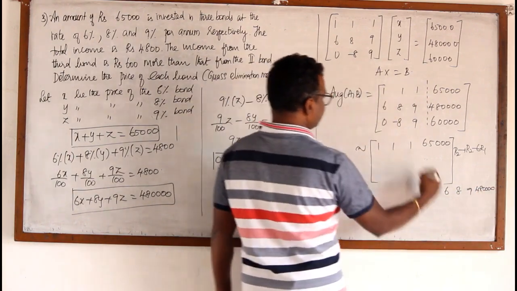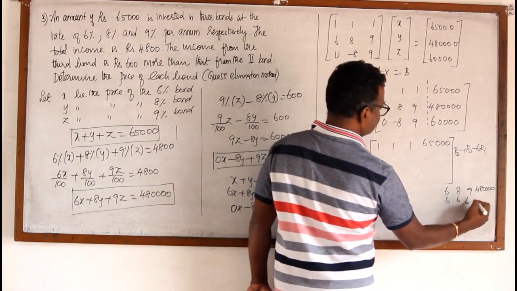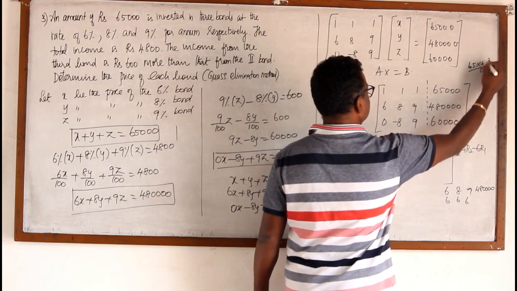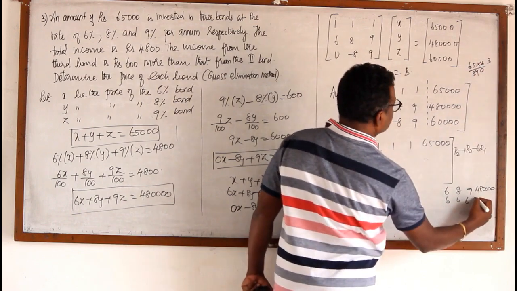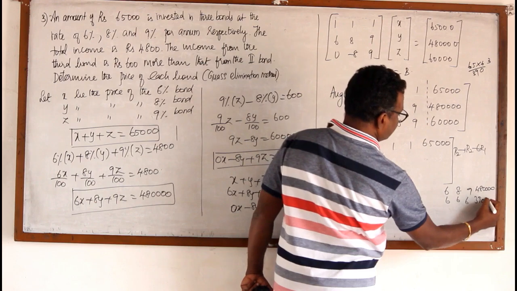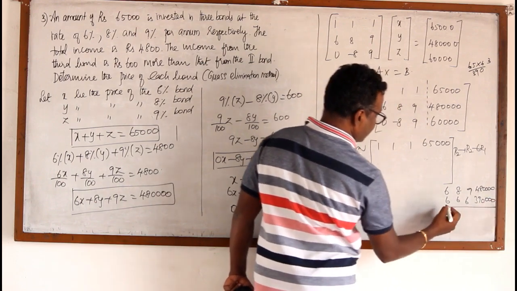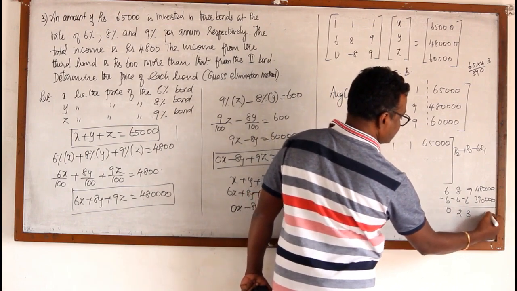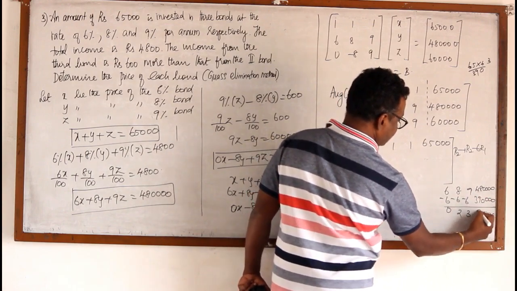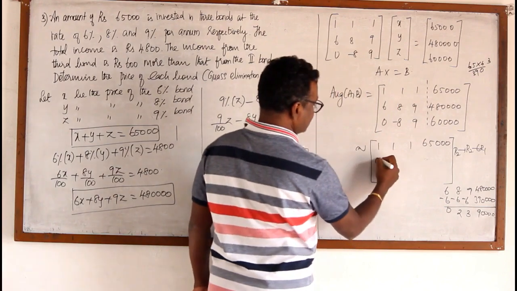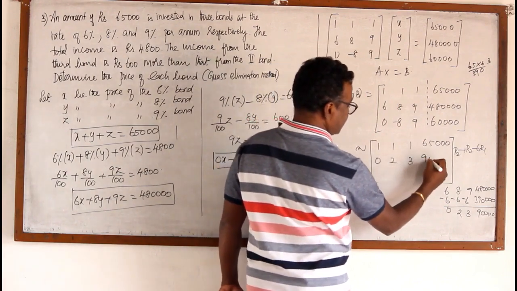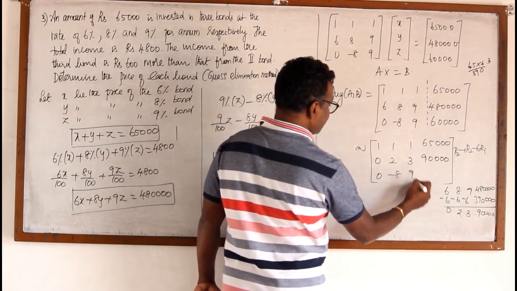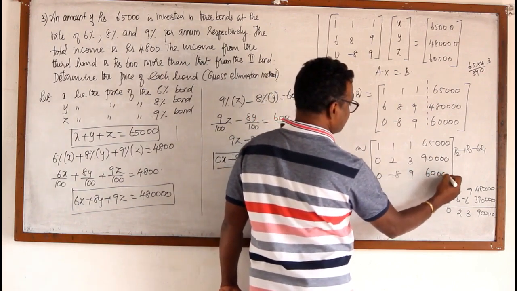Now multiply the first row by 6: 6, 6, 6, and 65 into 6, 5 sixes are 30, 6 sixes are 36, 39, so 390 and then 3 more zeros. When I go for subtraction, 0, 2, 3, 4 zeros, 18 minus 9, 9. So it is 0, 2, 3, 90,000. The third row is already 0, so I am not going for any new calculation, 60,000.